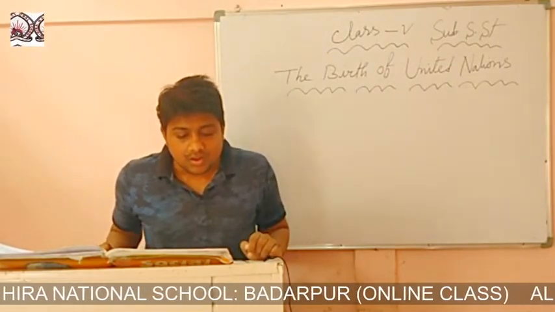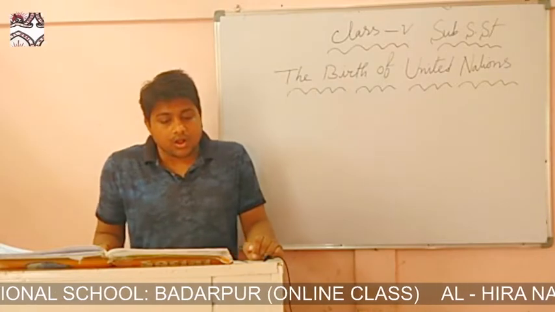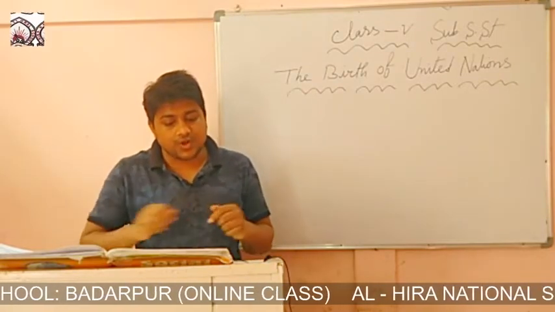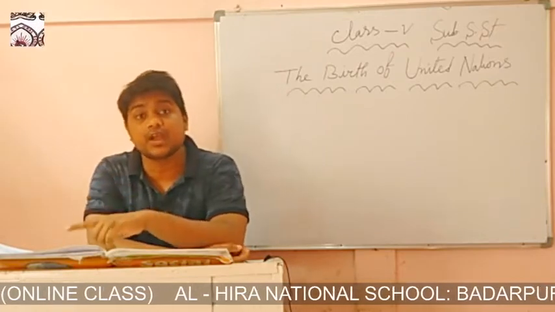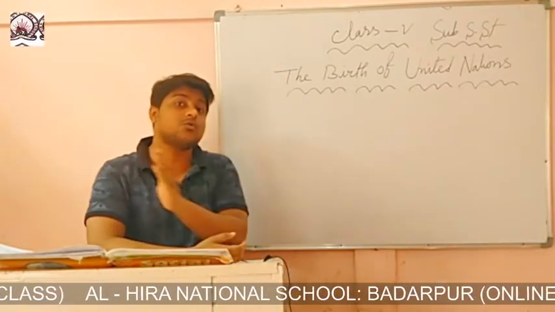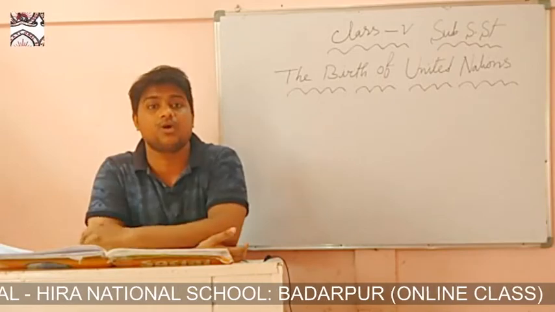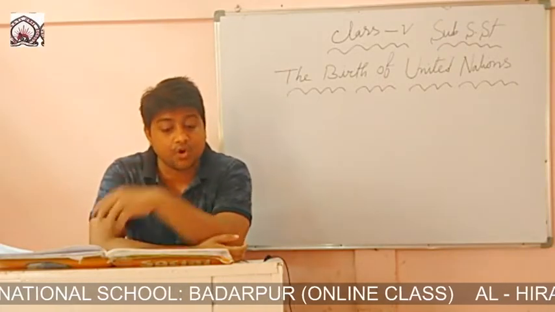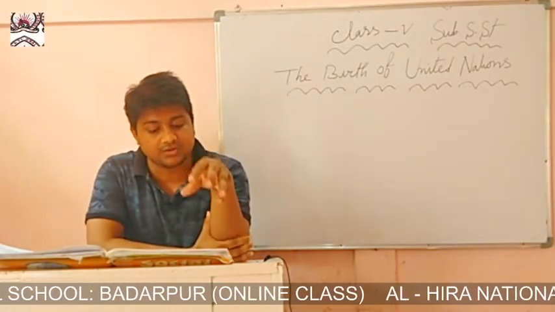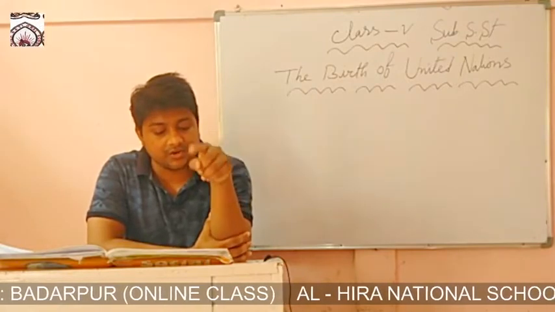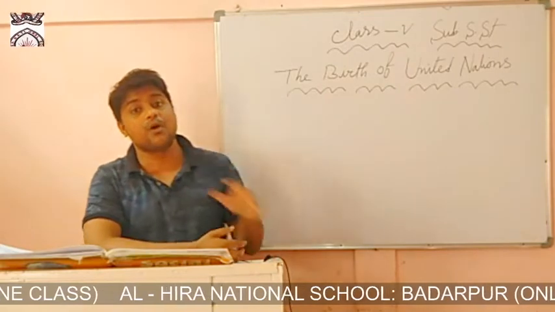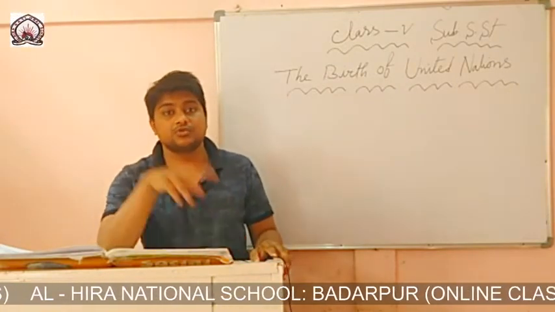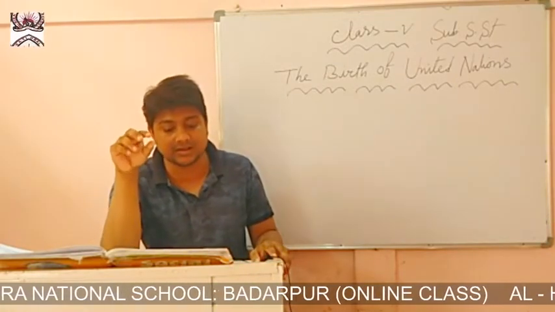The Second World War was more destructive than the First World War. If you compare the two, the Second World War was the most destructive one. Atom bombs were dropped by the USA on two Japanese cities, namely Hiroshima and Nagasaki, for the first time.